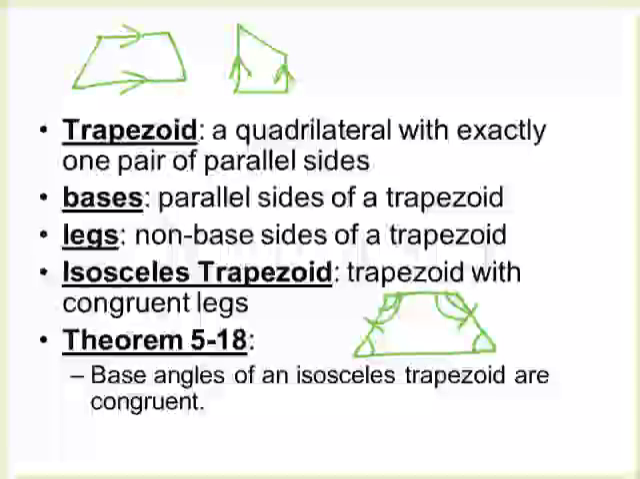What can you tell me about the lower left angle and the upper left angle? They're not congruent to each other, but they do have a relationship. They're supplementary because we have parallel lines, and those would be same side interior angles. So each set of base angles is congruent, and one base angle is supplementary to the other base angle. Okay?